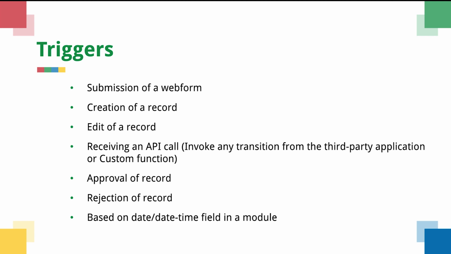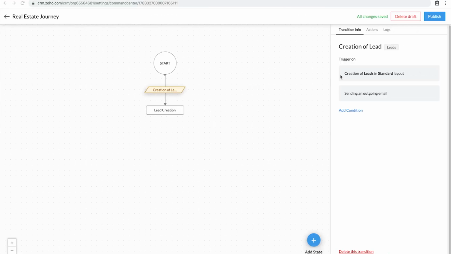Based on the approval of a record, a transition is triggered if a record is approved based on a prior approval process, and also based on rejection of a record, where a transition occurs only if a record is rejected. Let's go back to our demo and add a few more states and transitions to our journey. Adding my next state.